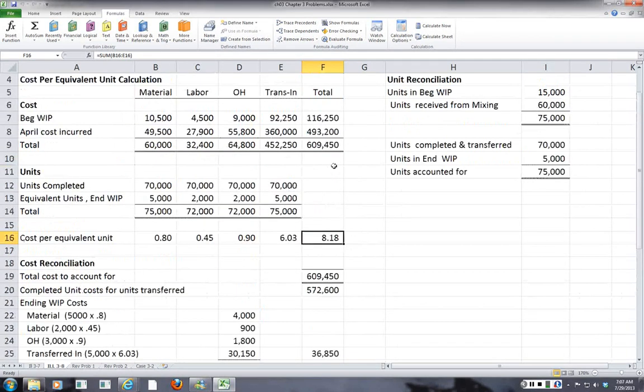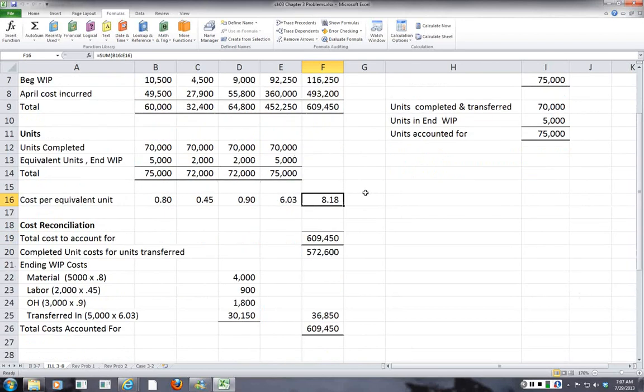We've got our input cost here of $609,450, and we've got to reconcile that number. So we put the $609,450 here. We've got completed units that are transferred out at $572,600, and we get that by taking 70,000 completed units and multiplying it by $8.18. And so that's the $572,600 transferred out.